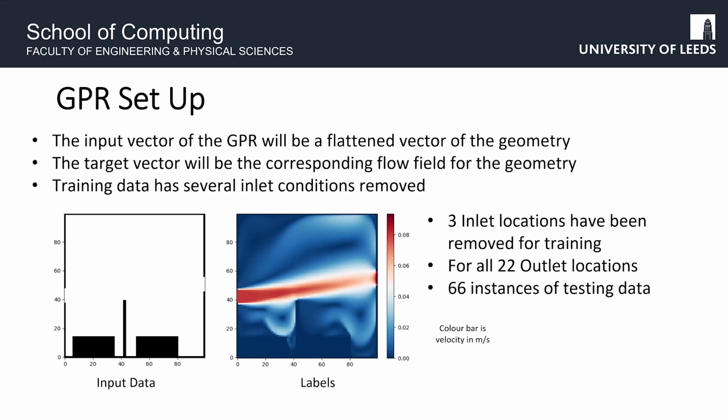Yeah. So to set up the GPR, I have an input data, which is just a matrix of ones and zeros, which represent what the flow data should look like. So those represent the walls, and then this is the corresponding flow field that I should have. I have removed 3 inlet locations. So I have a training set.